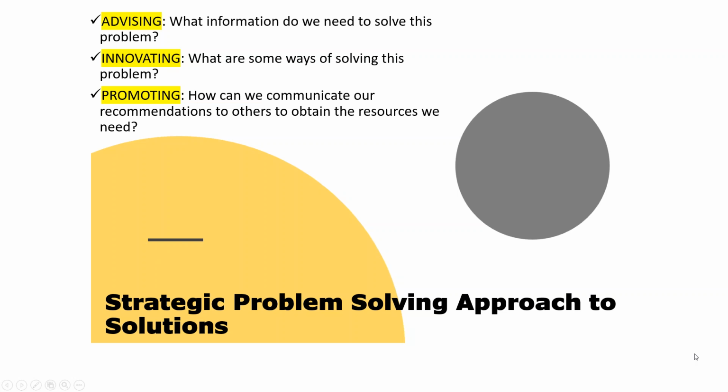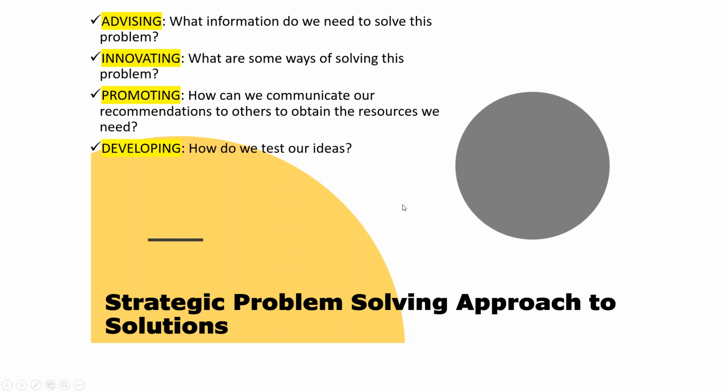And then once we've tossed around a few ideas about how we might solve the problem, we then have to consider how we might communicate the recommendations to others to obtain the resources we need. So this is about getting people involved strategically in other matters. So we need to think about how we might do that.